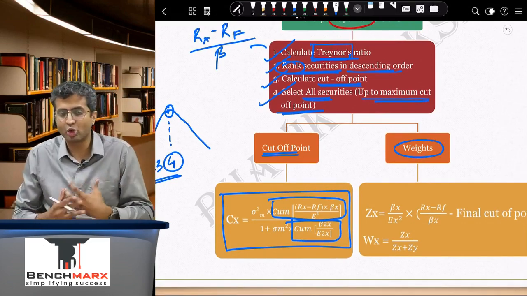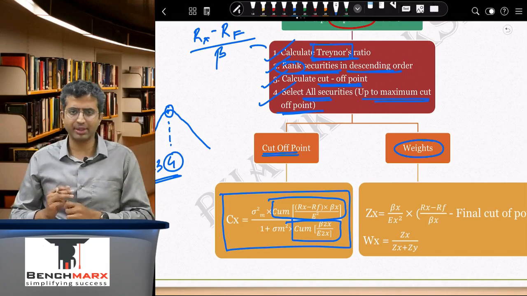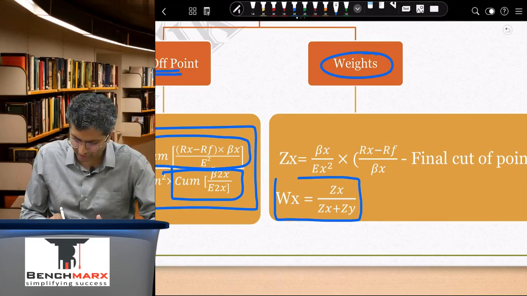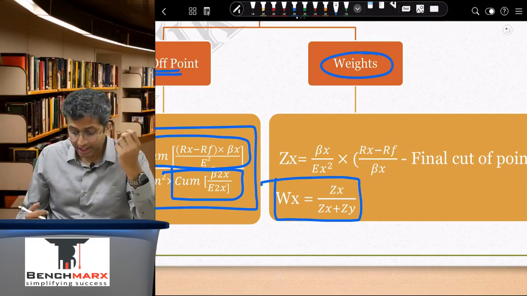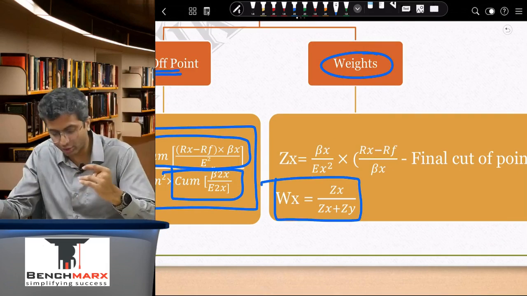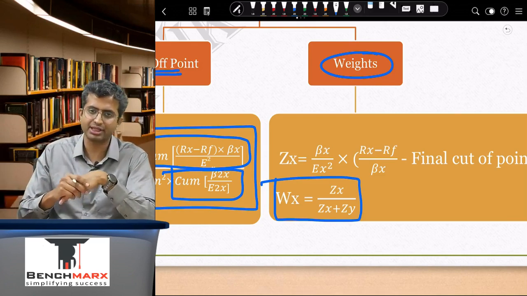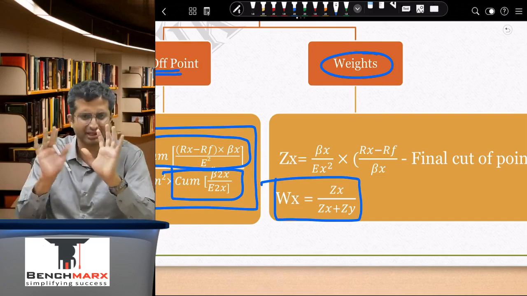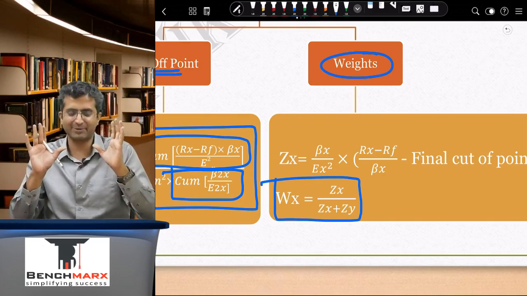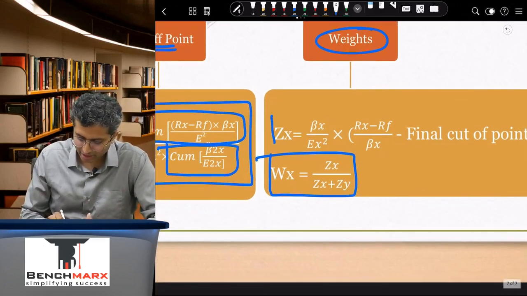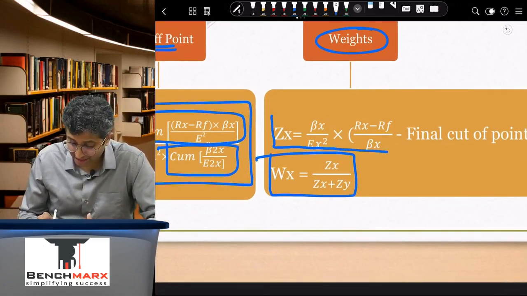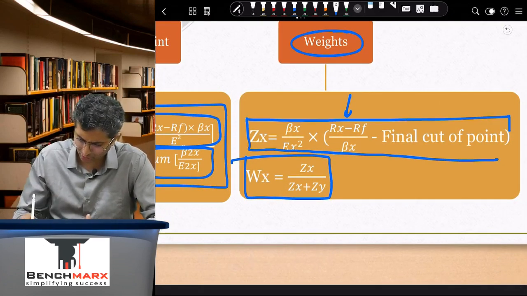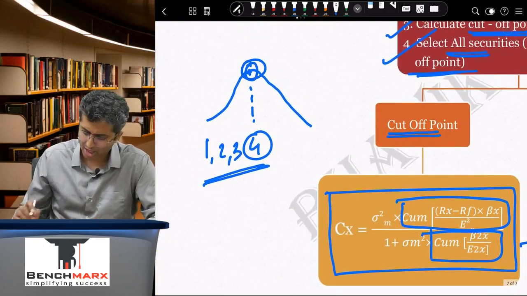Once you have selected these 4 securities, how much weight should you allocate to each of them? Well, Sharpe gives a separate working. He says that for the weight to be allocated to each security, let us say only 2 of them are selected, then the weight of X equals the Z value of X upon the Z value of X plus the Z value of Y, assuming only 2 securities were selected. Till here we have already tuned out, but nevertheless, just in case you are still surviving, the Z value can be calculated as the beta value of X upon the unsystematic risk into the reward to risk ratio of that actual security minus the final cutoff point that you selected here.